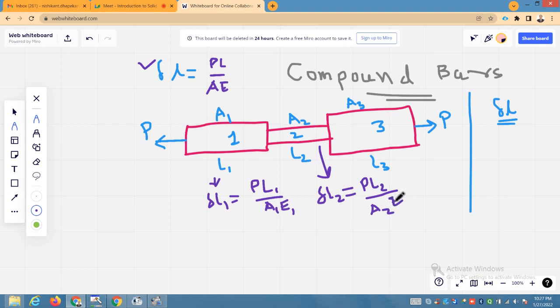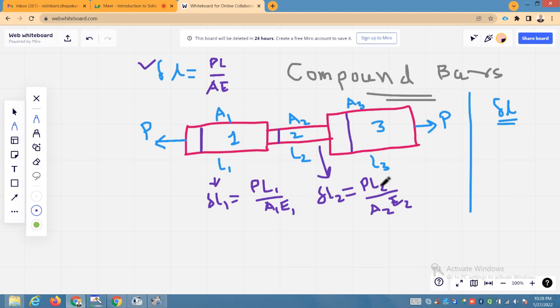If this compound bar would have been of the same material, you would have used only the E value. As here in this case it is made up of various metals, we are using E1, E2 and so on. Area you can calculate very easily, as these sections are circular in shape. If you know the diameter, pi by 4 into d1 square will be equal to A1, pi by 4 into d2 square will be equal to A2, and with the diameter you can calculate A3.